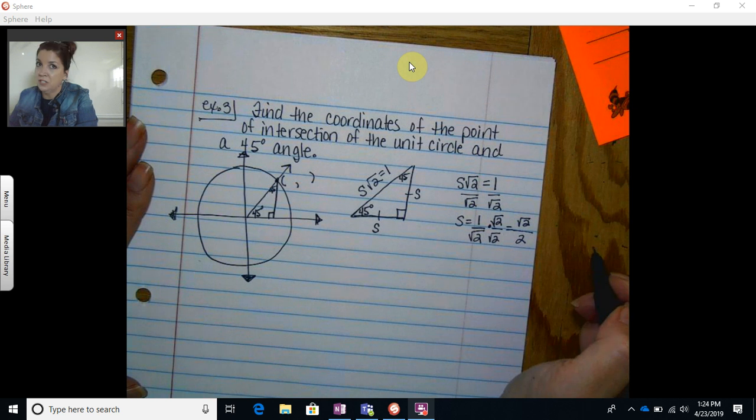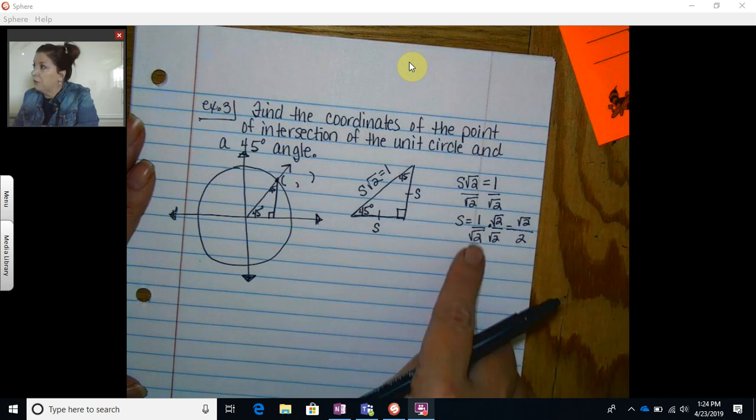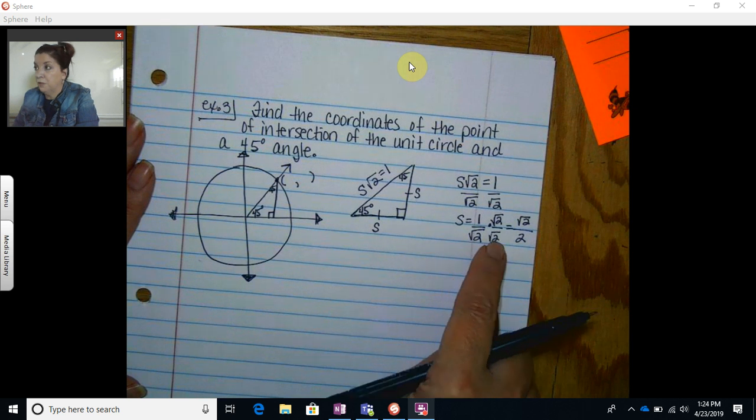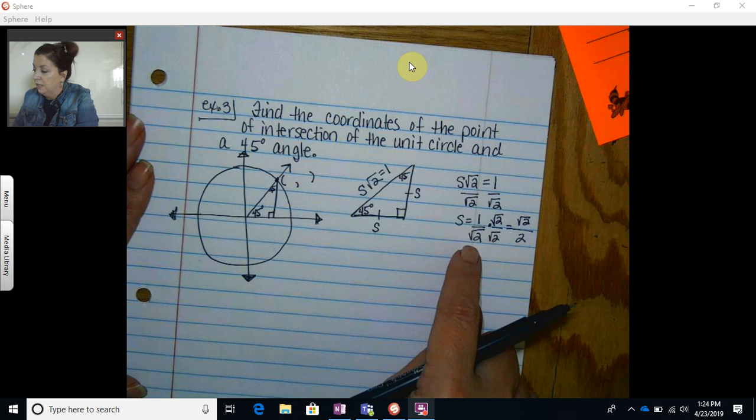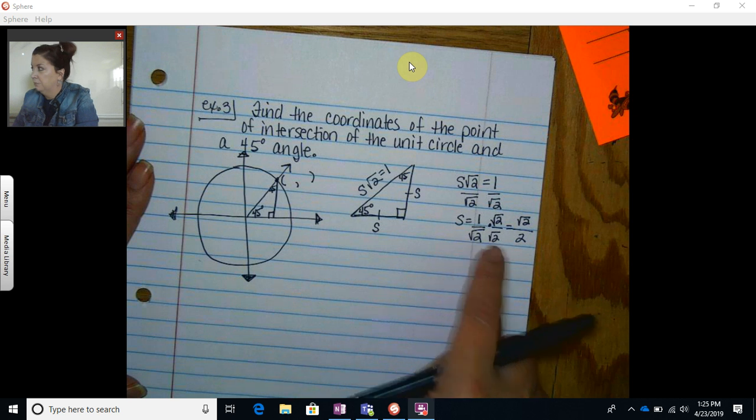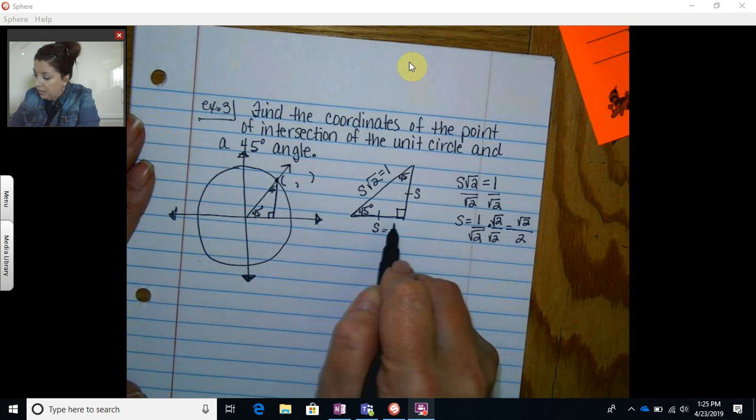In the denominator. It's okay if it's in the numerator. So if I had the square root of 3 in my denominator, I would multiply by the square root of 3 over the square root of 3. If I had the square root of 10 in the denominator, I would multiply by the square root of 10 over the square root of 10. Does that make sense? Okay, so the length of each leg is square root of 2 divided by 2, because that's what S is when we solve for S.